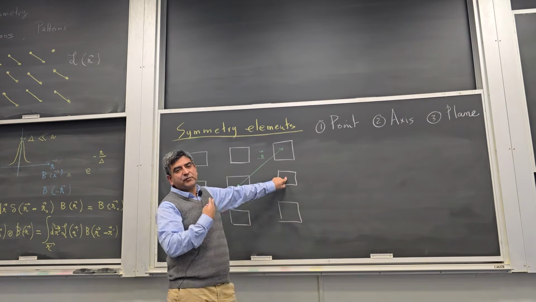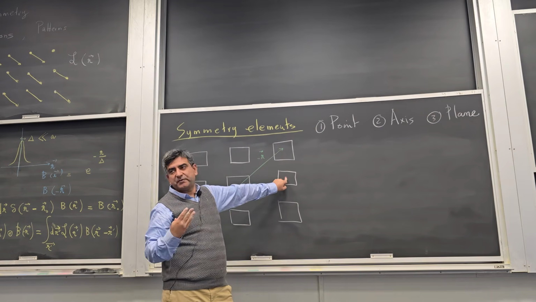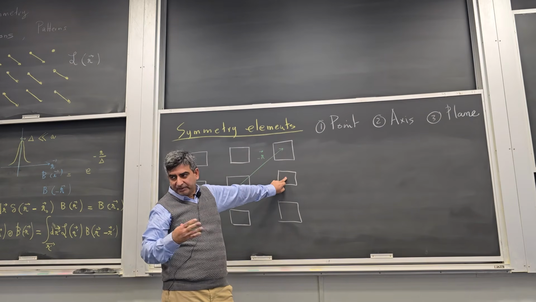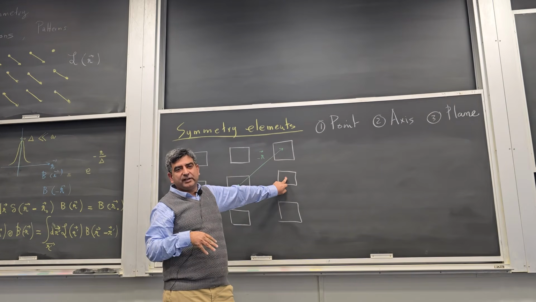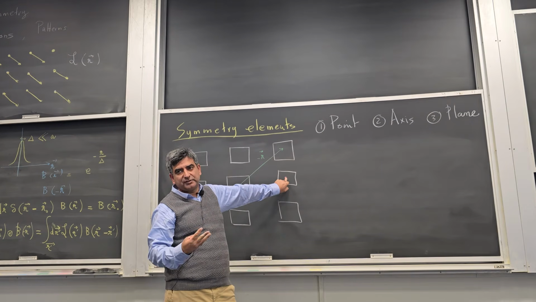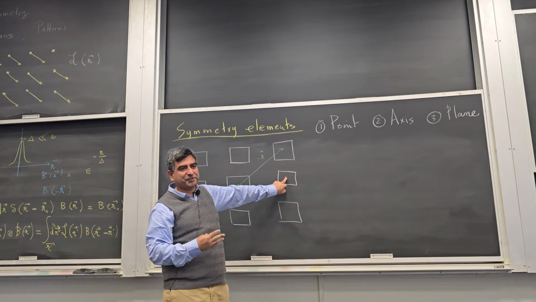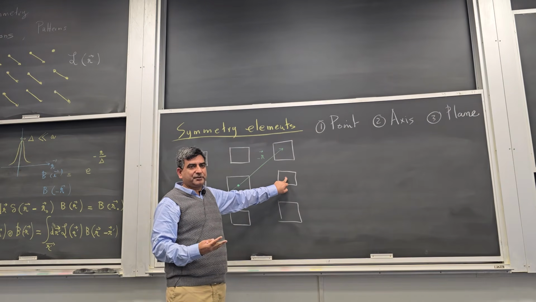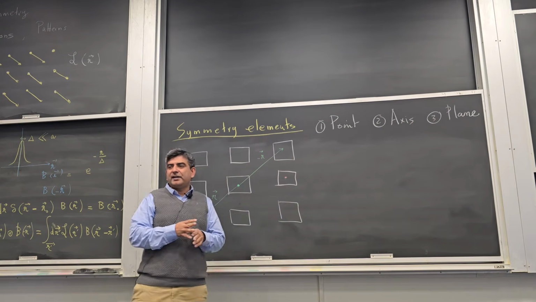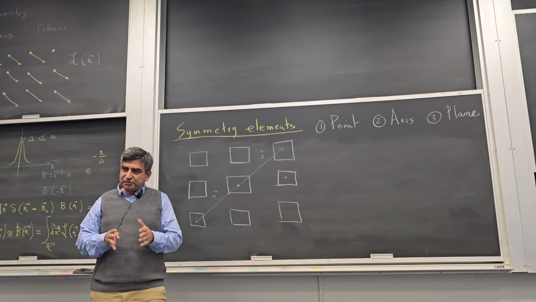I cannot do a three-fold rotation about this point because then the symmetry will be lost. The new pattern that emerges after a 120-degree rotation about this point is not the same as the original. So there is no three-fold rotation here, but there is a one-fold axis of rotation which is just the trivial operation. There is a two-fold axis of rotation. There is also a four-fold axis of rotation. So all of these are symmetry elements which are associated with axes.